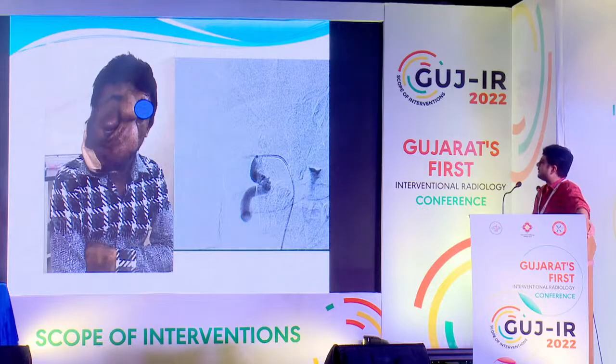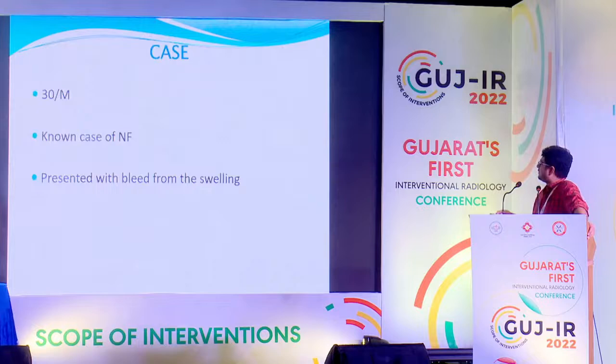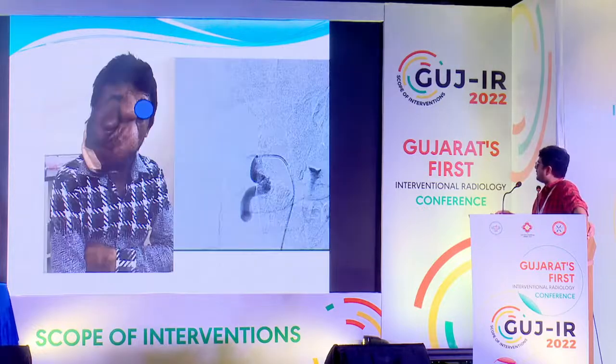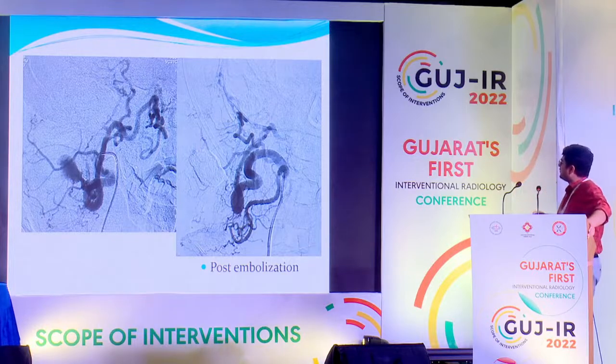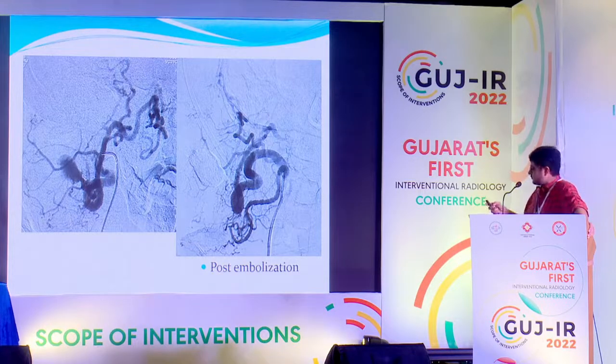Large neurofibromatosis, head and neck, bleeding from the dressing site. It was compressed. This was a young male with neurofibromatosis. There is a pseudoaneurysm of the facial artery. And this is post-embolization with glue. We can see the glue cast on the right-sided image. So this is a palliative embolization.